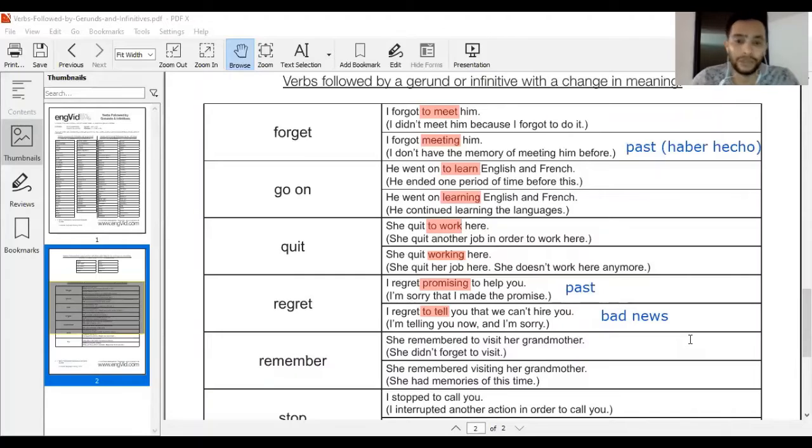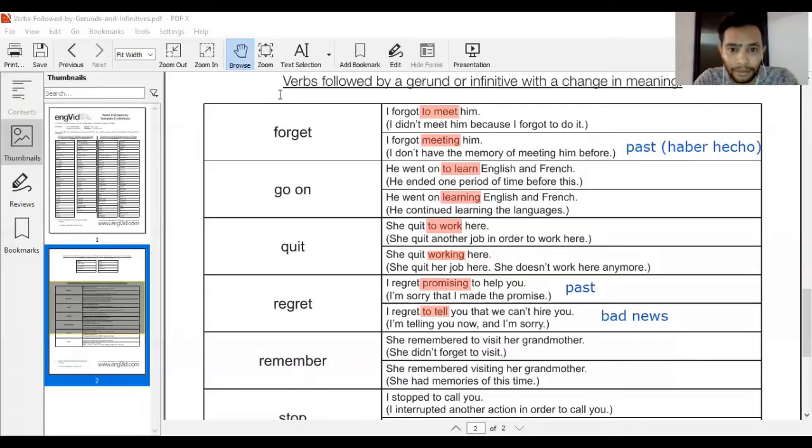Lamento decirte. So, cuando ustedes, chicos, estén hablando con alguien y esa persona les diga, bueno, use la palabra regret, y luego de la palabra regret, use to. Lo que viene después de eso es algo malo. All right? Lamento decir. Siempre va a ser una bad news, right? Una mala noticia. Something bad. All right? Let's continue.